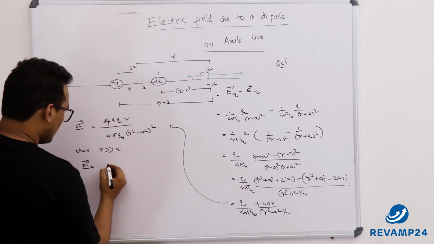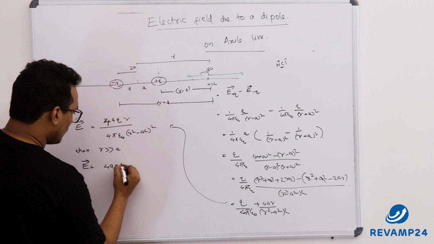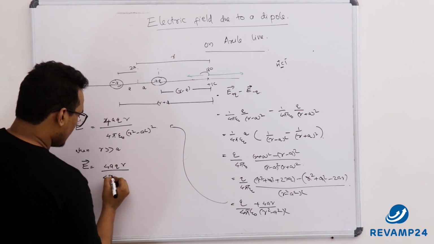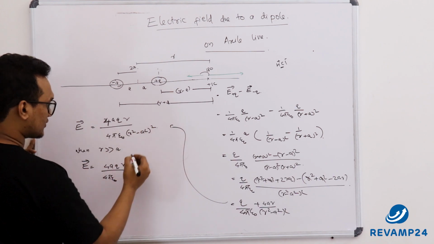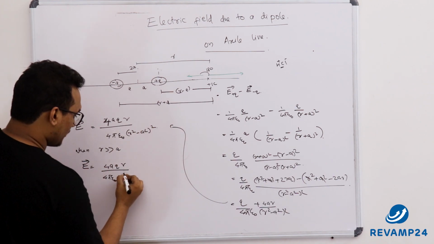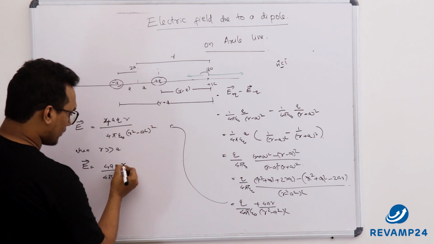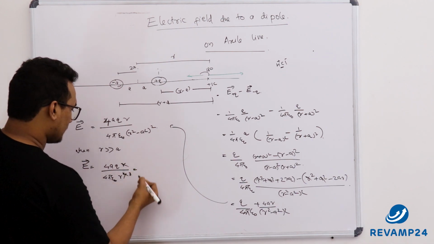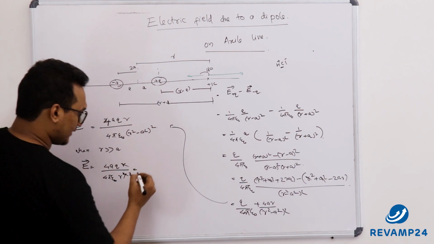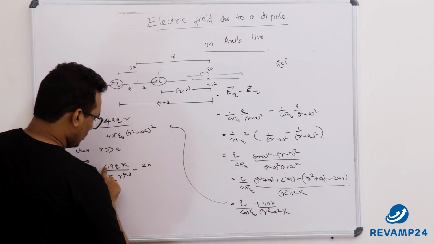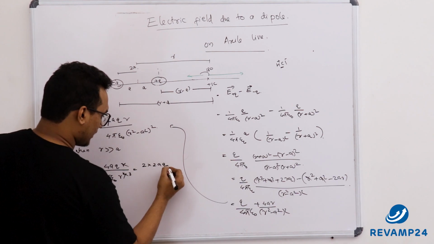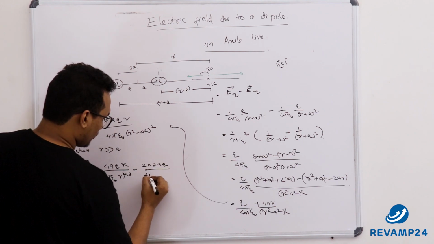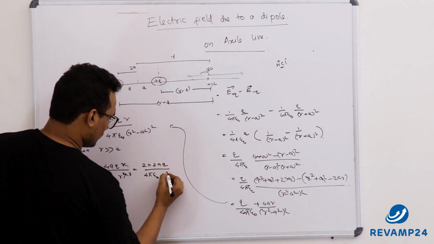So this will be 4aqr divided by 4 pi epsilon 0. a can be taken as 0. So (r²) the whole power will be r to the power 4. Now power 4 and r can be cancelled. This will be r to the power 3. I'm going to rewrite it, so 4aq is nothing but 2 into 2aq, right? Divided by 4 pi epsilon 0 r cube.